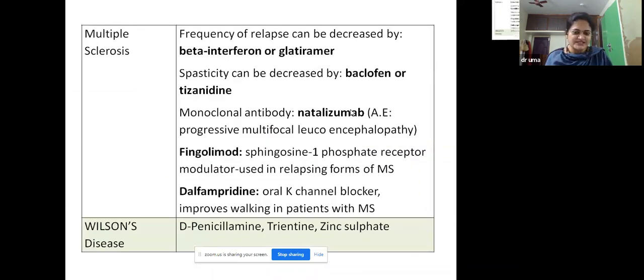For multiple sclerosis, to decrease the frequency of relapse, beta interferon and glatiramer are used. For reducing the spasticity, muscle relaxants like baclofen and tizanidine are used. Natalizumab is a monoclonal antibody. The adverse effect is that it produces PML, progressive multifocal leukoencephalopathy. And fingolimod, which is a sphingosine 1-phosphate receptor modulator, and dalfampridine, which is a potassium channel blocker. You should know the drug names alone, the drugs which are used for multiple sclerosis. And in Wilson disease, it is D-penicillamine, trientine, and zinc sulfate.